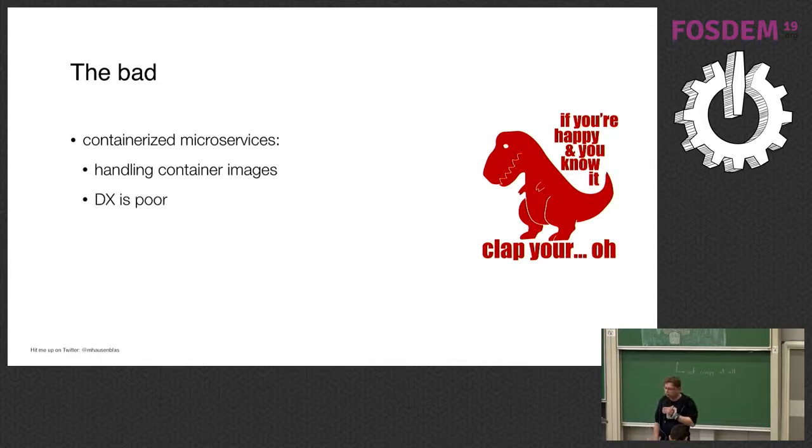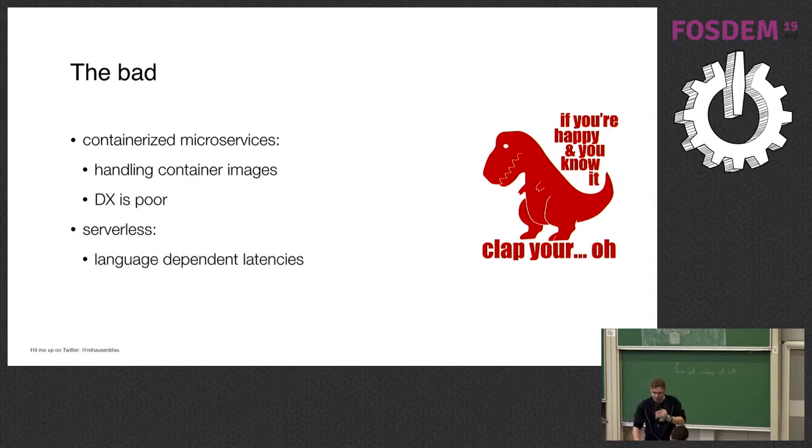And the core DX of Kubernetes is rather poor. It's not really a nice way for a developer to get into that. You really need to get the tooling right to make that not so painful. Serverless, you can have language-dependent latencies. So obviously, JVM has other cold start characteristics than Python, for example, and state hydration. So that's probably one of the most challenging things.